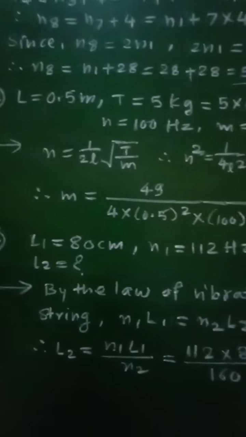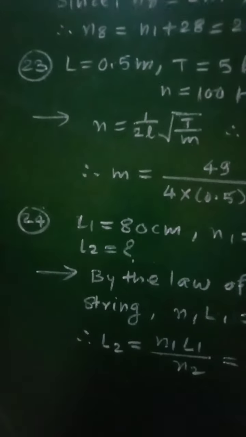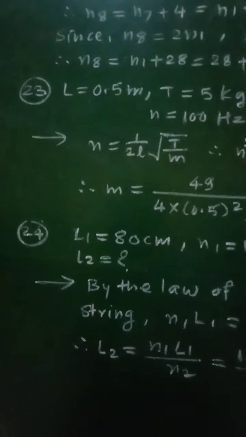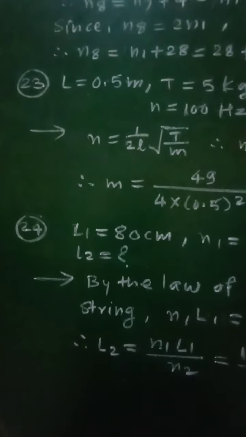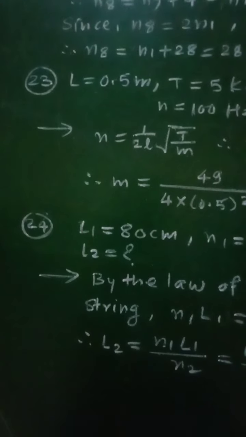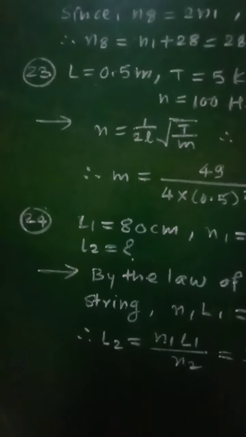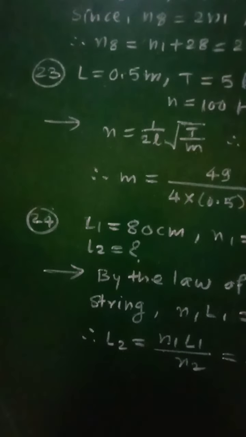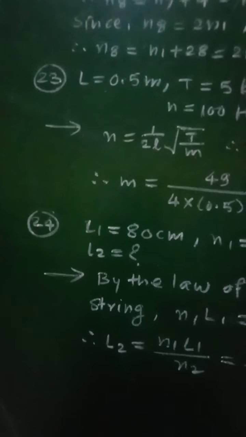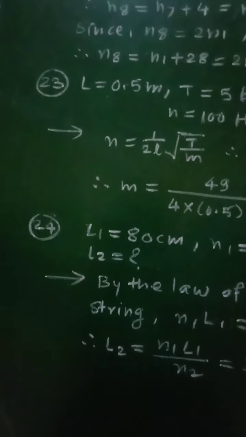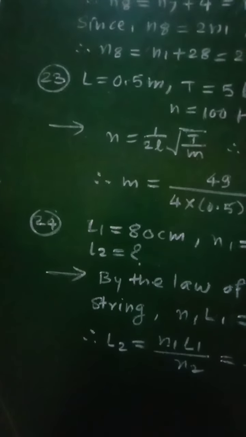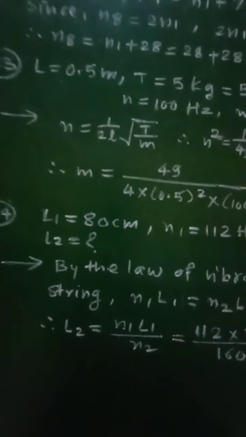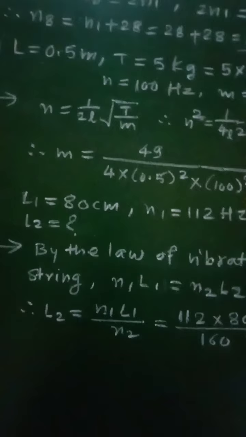And now we'll go for next numerical, that is numerical number 24, which is stated as: the string of a guitar is 80 centimeter long and has fundamental frequency of 112 Hz. If a guitarist wishes to produce a frequency of 160 Hz, then where should the person press the string? So where that string must be pressed by that guitarist, that we will have to find out.